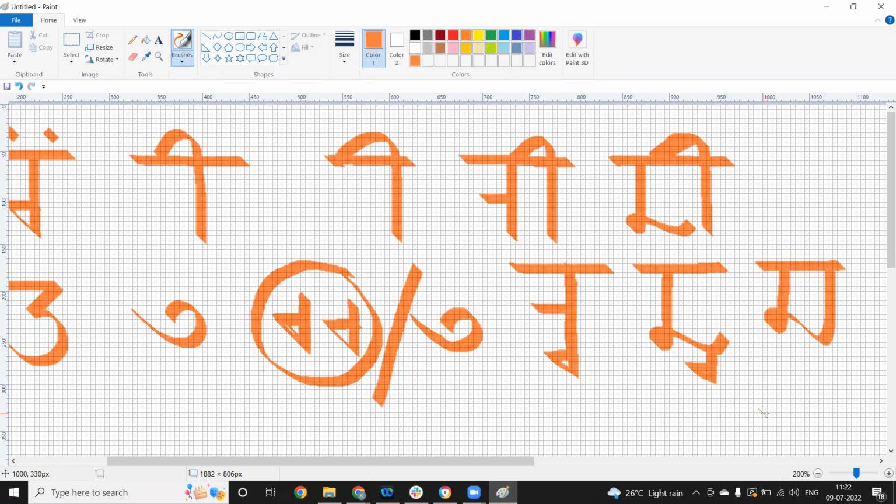Ma'am, these matras will go beyond the 3 lines, right? Yes, definitely. Whatever we have seen, all the letters used to fit within the 3 lines, barring a few. So here the matras will definitely go beyond the line. Okay. Thank you.